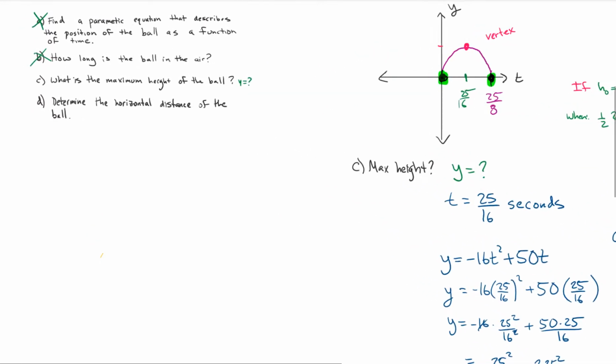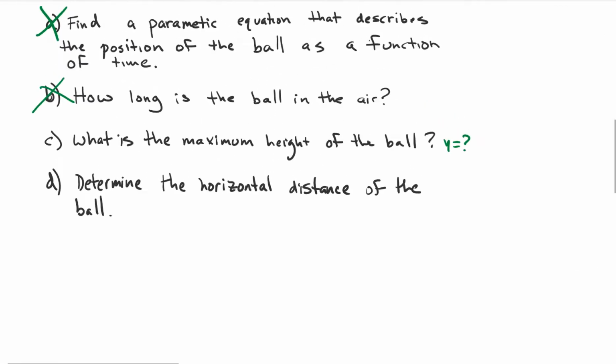Cool. Now, finally, gosh, why do we even find x? It wants us to determine the horizontal distance of the ball. And to tell you the truth, this is the simplest one. C was the tough one. C was the beast. So we want to determine the horizontal distance of the ball. How are we going to do that? How would we ever know?